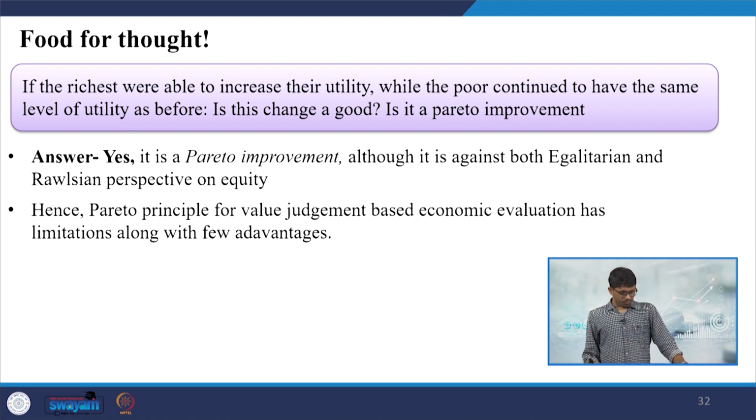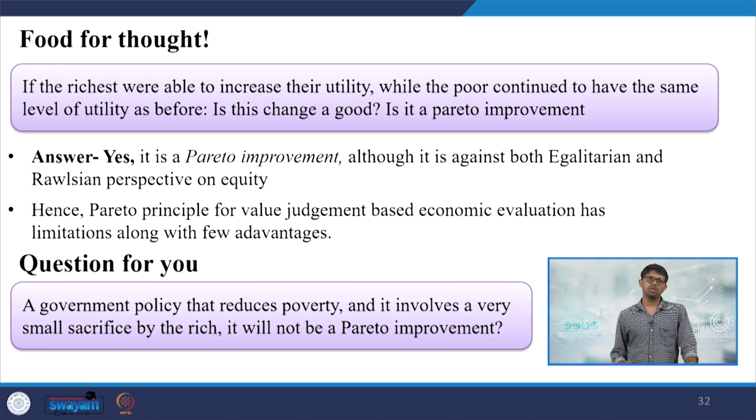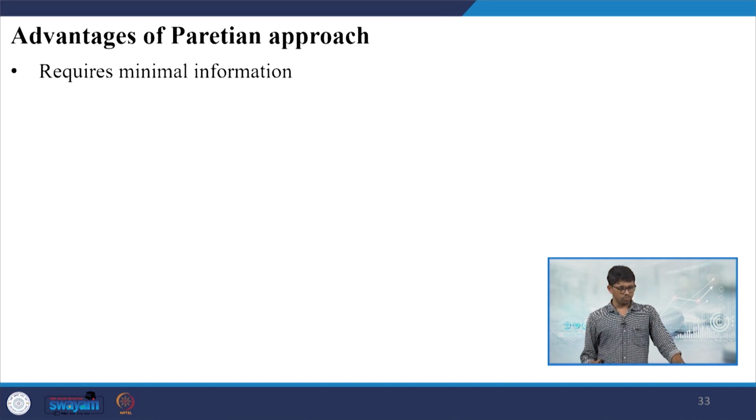So, the Pareto principle for value judgment based economic evaluation has limitations along with a few advantages. A clear question that can be attempted: a government policy that reduces poverty and involves a very small sacrifice by the rich will not be a Pareto improvement. So, you may cross check and answer this, it will be interesting.